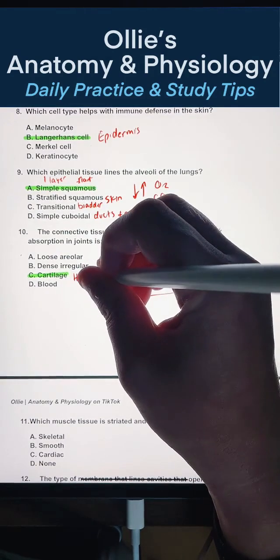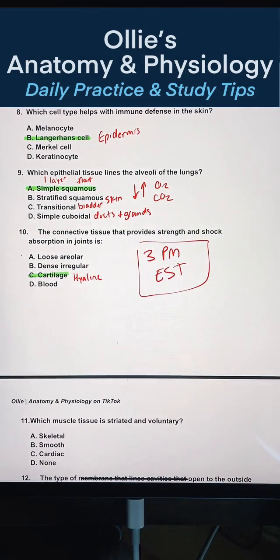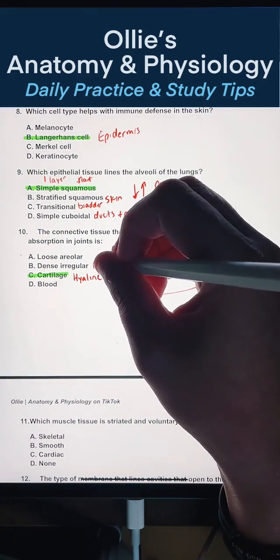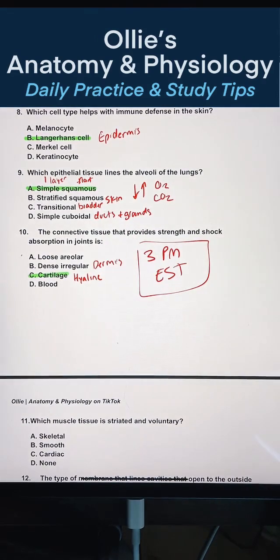Specifically here, we're going to be talking about hyaline cartilage. Loose areolar is supportive, not necessarily shock absorption. Dense irregular is found in our dermis, and our blood is obviously our blood, not a structural tissue in a way.